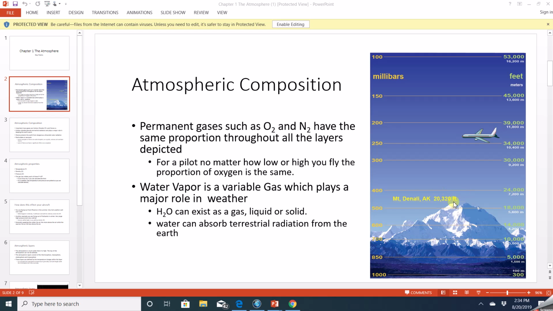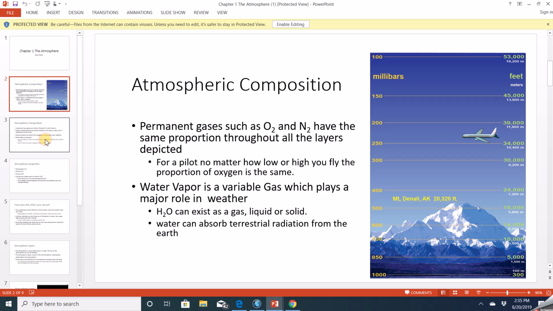Basically, as a pilot, the higher you fly, the less oxygen you have. Well, if you climb Mount Everest or Mount Denali in Alaska, like this one shows, that's something you need to be aware of. Water vapor is a variable gas in the atmosphere. Did you know that? You see all those clouds out there? The amount of water vapor literally changes hourly to daily within the atmosphere. And it's the only gas in the atmosphere that exists in all three states of matter. It's a gas, it becomes a liquid, and it becomes a solid. So water is really something we're going to discuss a lot as we go through this course.